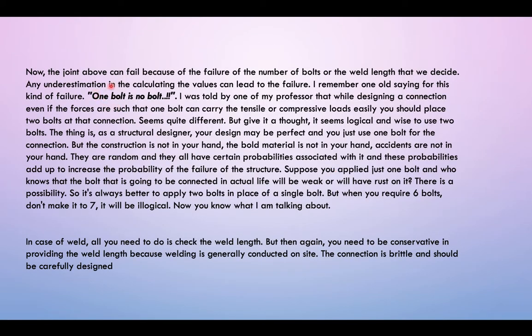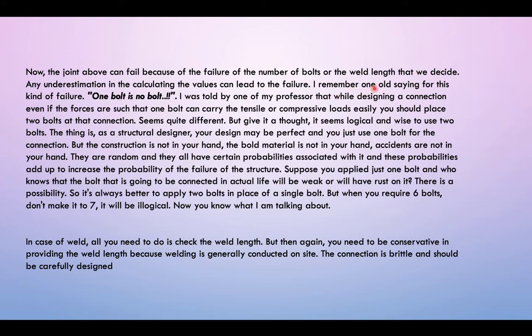Now the joint above can fail because of the number of bolts or the weld length that we decide. Underestimating the values in the calculation can lead to failure. We can say that the number of bolts and the weld length we decide may cause failures, and the wrong calculation is what leads to the failure.